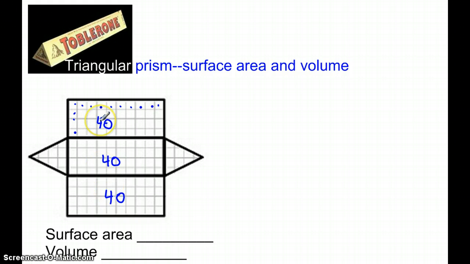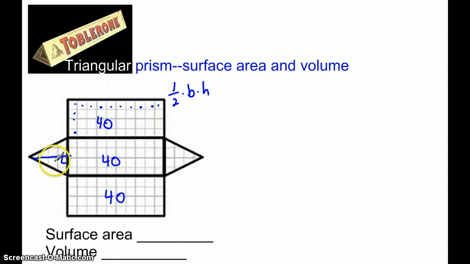So in a triangular prism, there are 3 rectangular pieces and 2 triangular pieces. So we took care of the easy ones. Now let's take care of the little bit of a harder one. The area of a triangle, if you recall, is 1/2 of the base times the height. In order to find the height, we need to draw a perpendicular line and create a right angle. So now we've done that, and all we need to do is count the units.